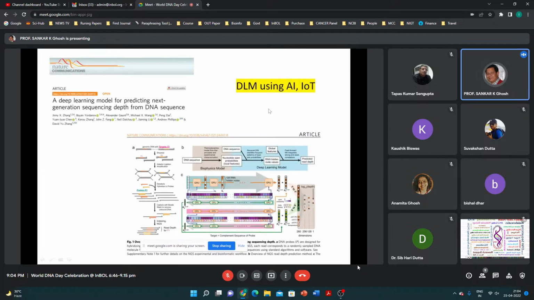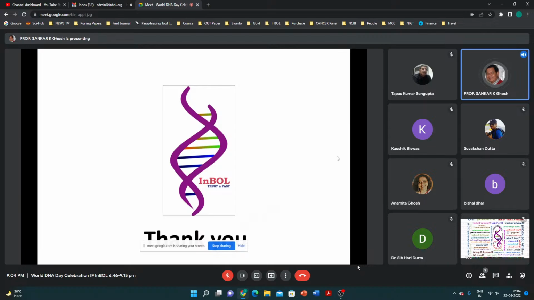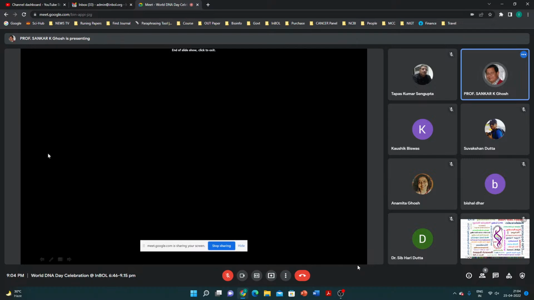So, a machine learning deep learning model for prediction of next generation sequencing depth from the DNA sequences. This is one part of the deep learning process, the phylogenetic relationship of the butterfly. So with these few words, I thank the organizers for giving me a chance. Thank you all.